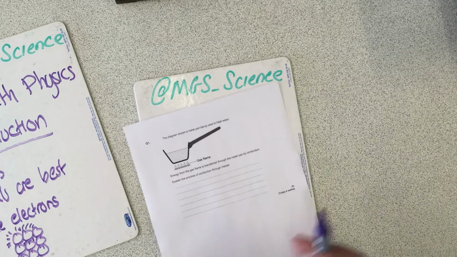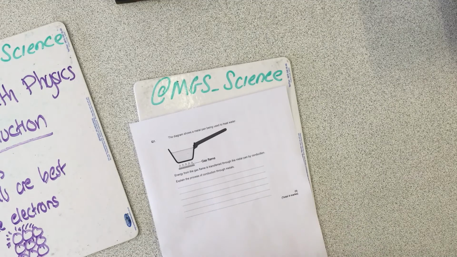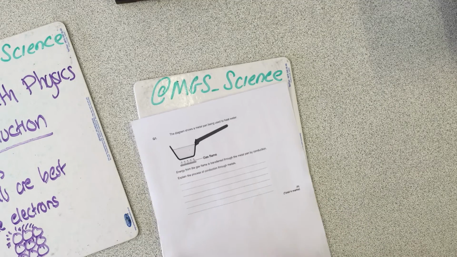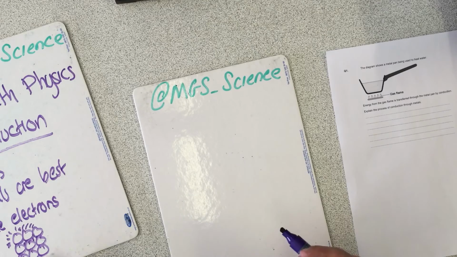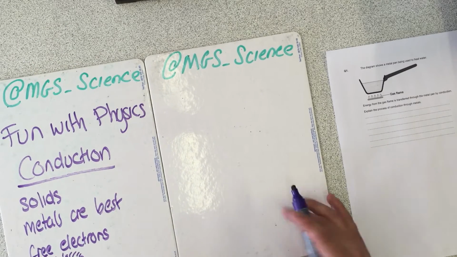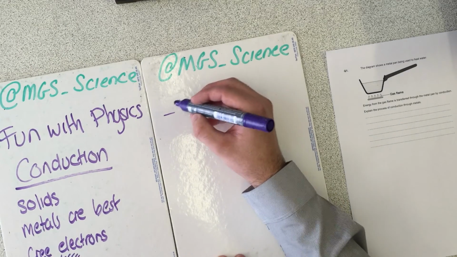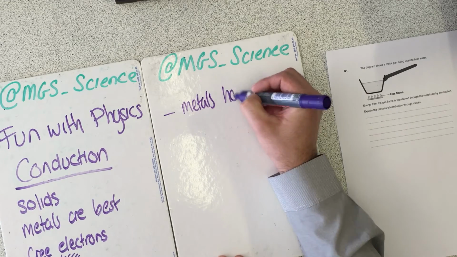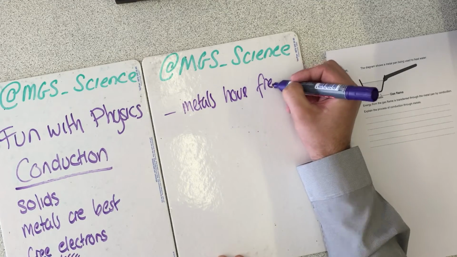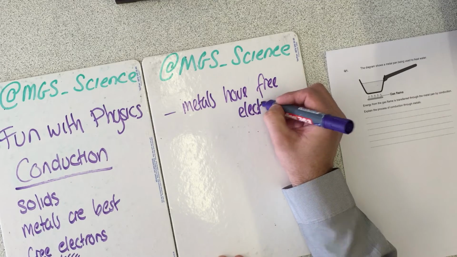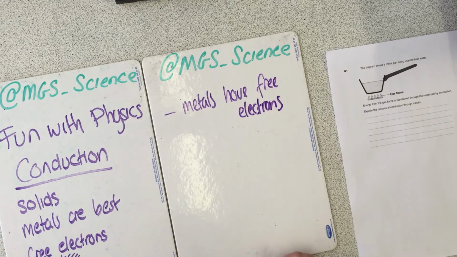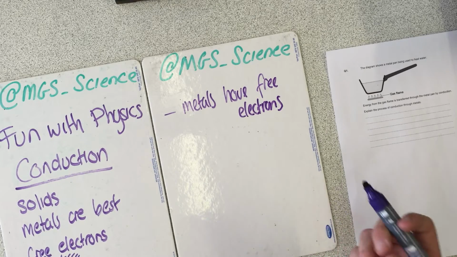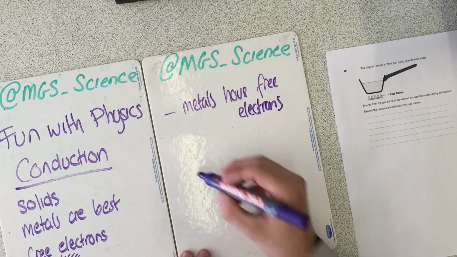So, let's have another look. Explain the process of conduction through metals. Okay, so first thing, as I've said before, a metal has free electrons. So metals have free electrons. Okay. Next thing, what happens? Well, these free electrons, they start to gain kinetic energy when they're heated.